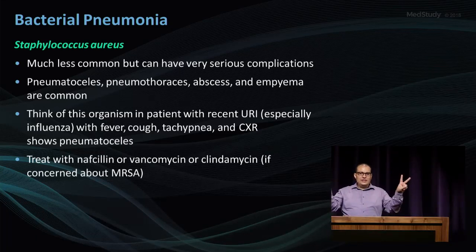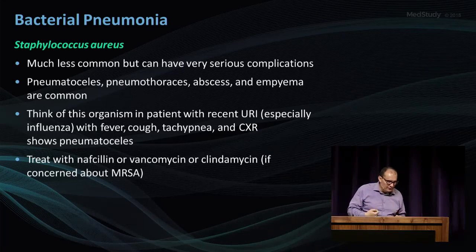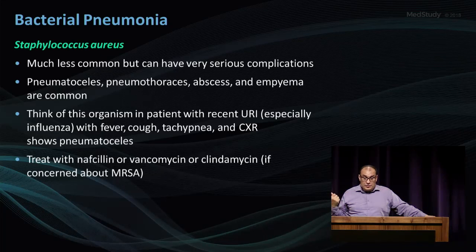So these are the two scenarios that may lead you to the diagnosis of Staph aureus. Pneumatoceles, pneumothoraces, abscesses, and empyema are common. That's why, staph is nasty.